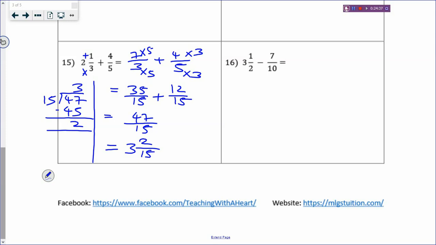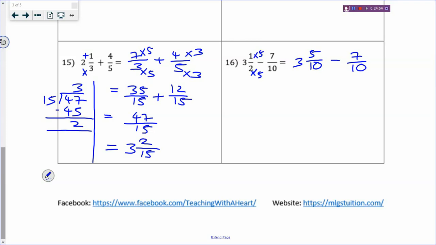Now, the next one, if you want to make the denominator the same, 2 times 5 and 1 times 5. And then what do you get? You have 3 and 5 over 10 minus 7 over 10. And then what happens if you are stuck? Right? How to take 5 minus 7?